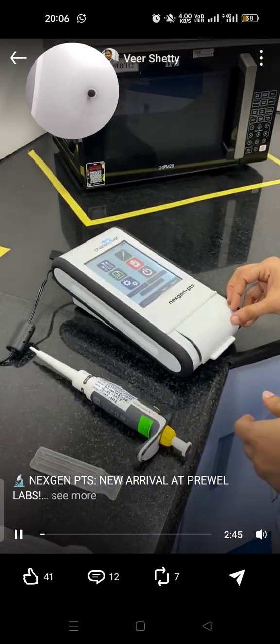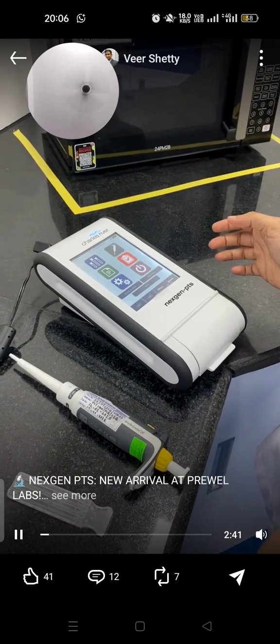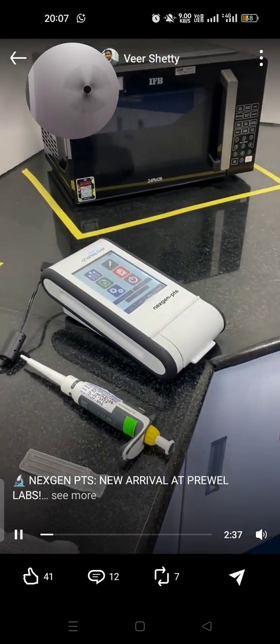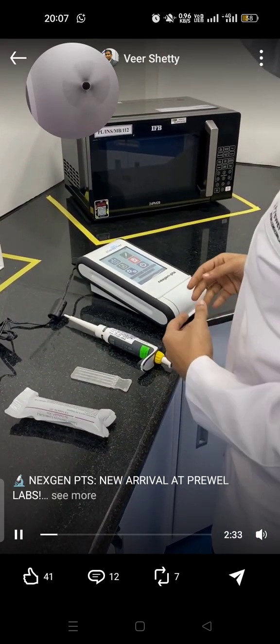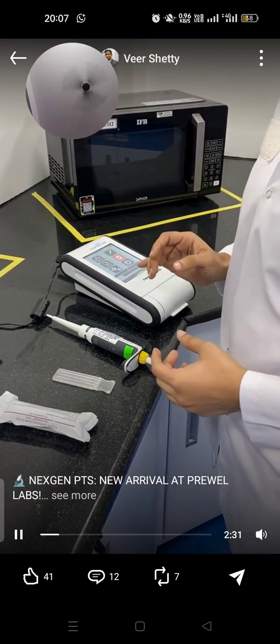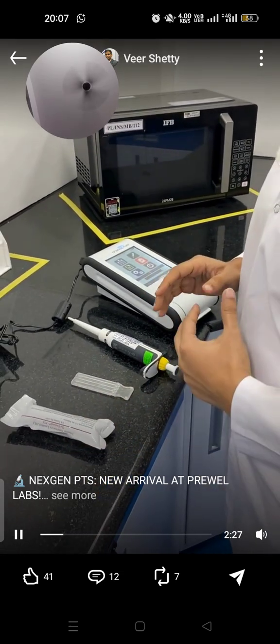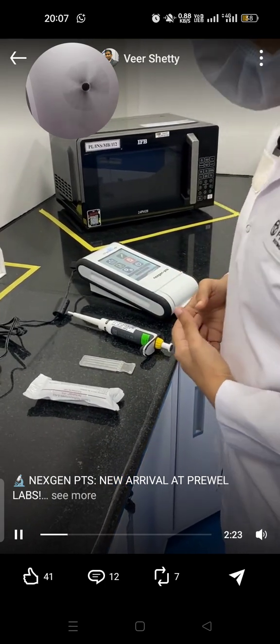So this is the Charles River NextGen PDS, which is our latest addition at Preval Labs Private Limited. We have bought this new machine. We use it for the bacterial endotoxin test. Here the method is the kinetic method by chromogenic detection.